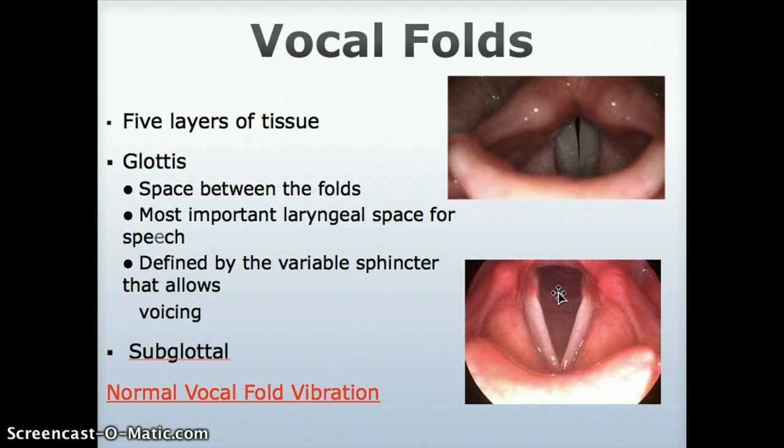Now, this space right here between the vocal folds is called the glottis, and it's the most important laryngeal space for speech, because it's the opening and closing of the glottis that helps produce sound. When you see anything that says subglottal, it just means below the vocal folds.